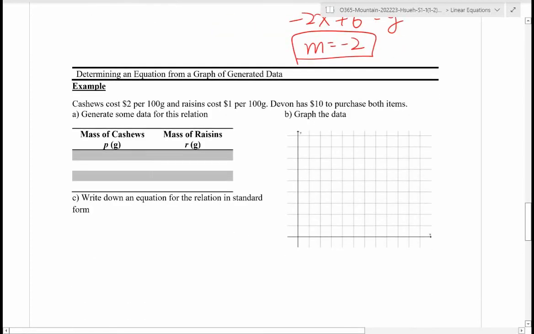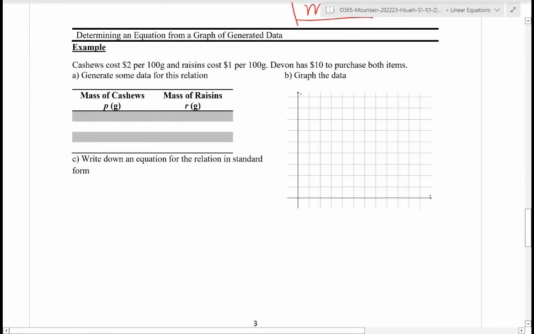All right, the last example I need to show you is a word problem here. So we're going to come up with an equation from a graph of generated data. Okay, so here it says cashews cost $2 per 100 grams and raisins cost $1 per 100 grams. Devin has $10 to purchase both items, so he has in total $10. Generate some data for this relation.